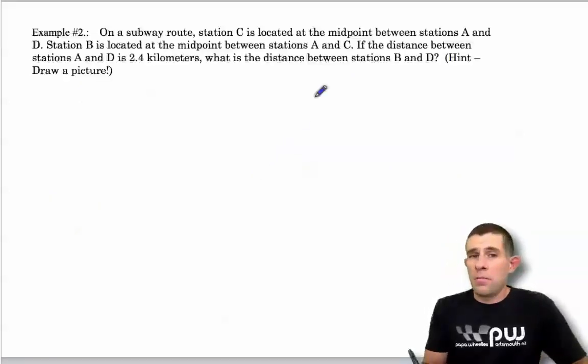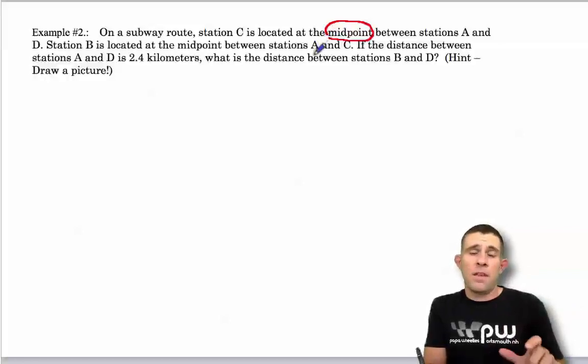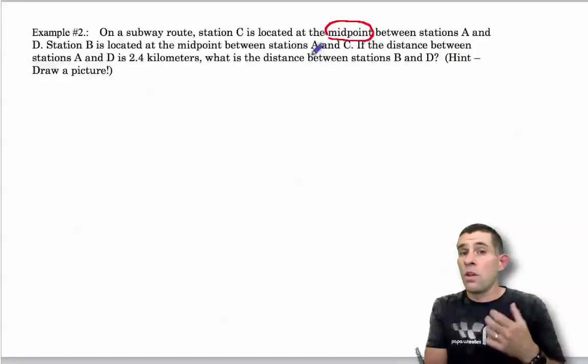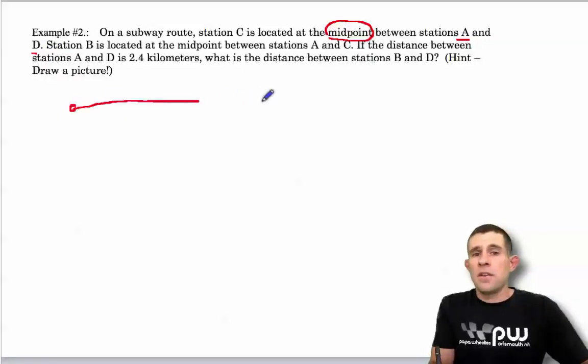Okay, in our next example, we have a story problem. It says on a subway route, station C is located at the midpoint. I'm going to underline midpoint and remember that the midpoint divides a segment into 2 equal or congruent segments. Now, C exists between stations A and D. So I'm going to start out by drawing myself a picture right now.